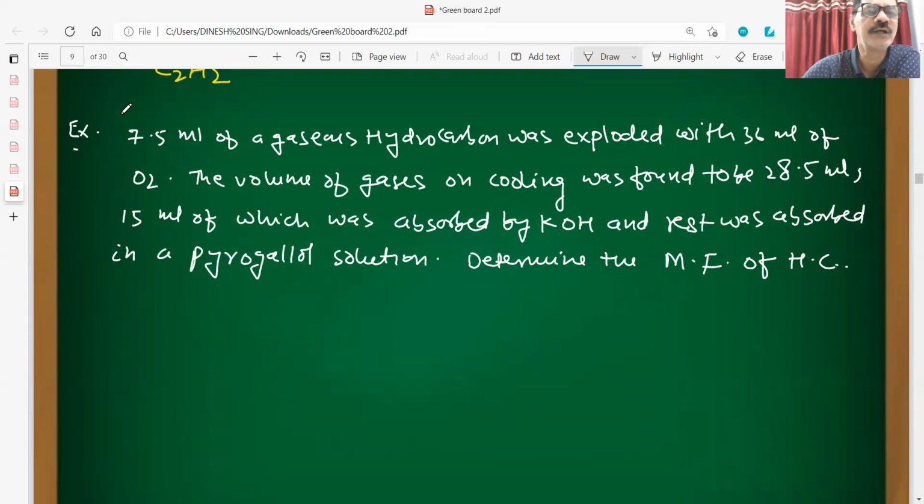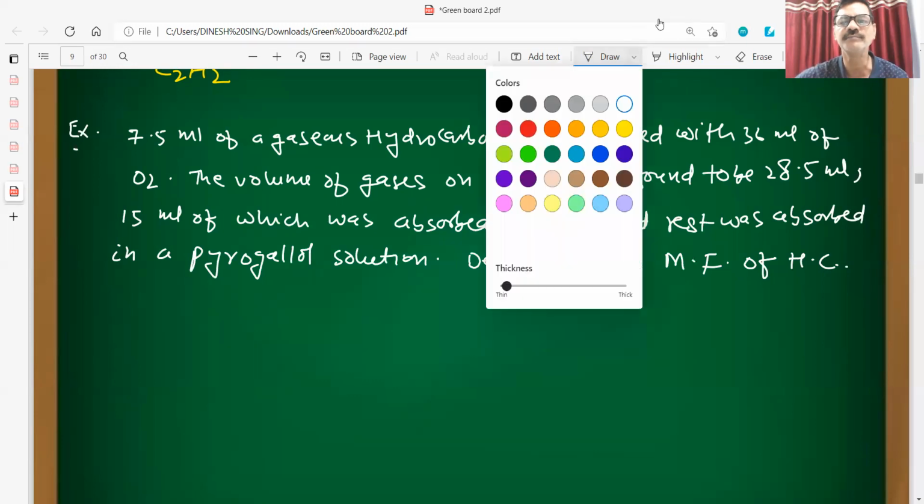So just see, the initial volume of the hydrocarbon is 7.5 ml, and on explosion with 36 ml of O2, the total volume of the gases becomes 28.5 ml. From the hydrocarbon, carbon dioxide and H2O will form, and some excess, unreacted oxygen will also be left. Since he is saying on cooling, the volume of H2O will not be considered; that will become negligible. So now we can solve this problem.